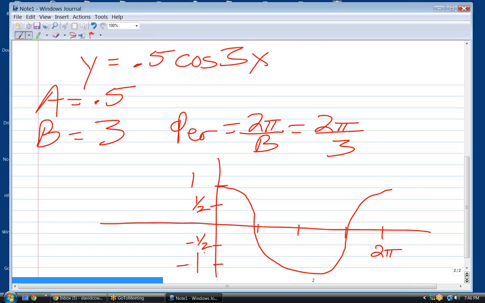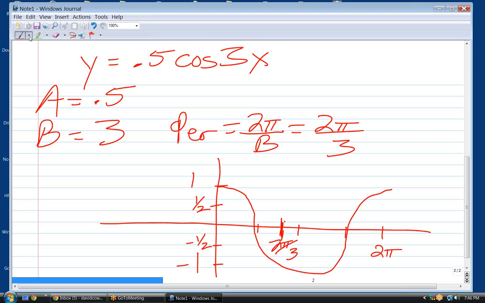What's the consequence of the period being 2 pi over 3 instead of 2 pi? The period will be shorter. It acts as a horizontal compression. Okay. So I've got to complete this entire curve by 2 pi over 3. We'll call that 2 pi over 3.